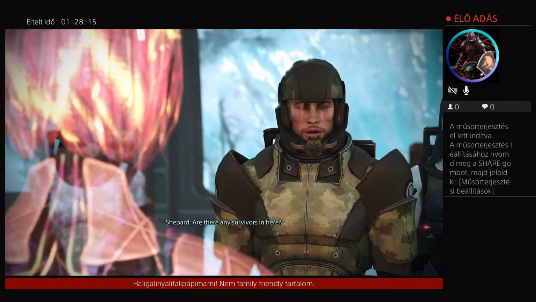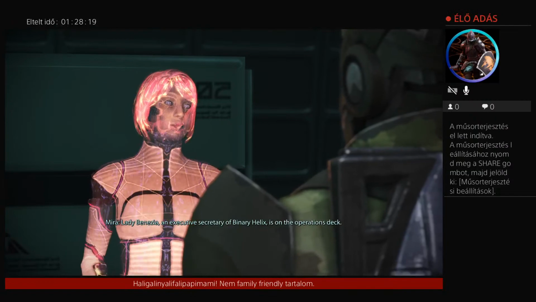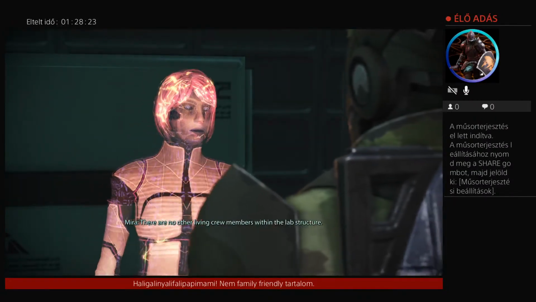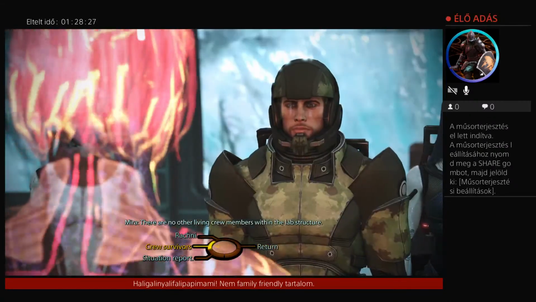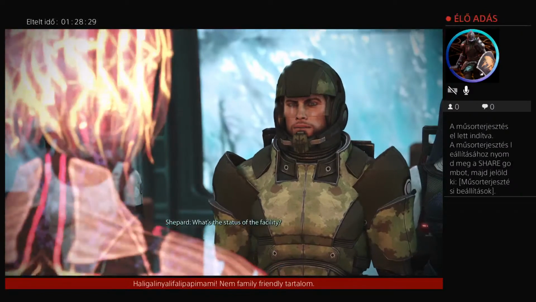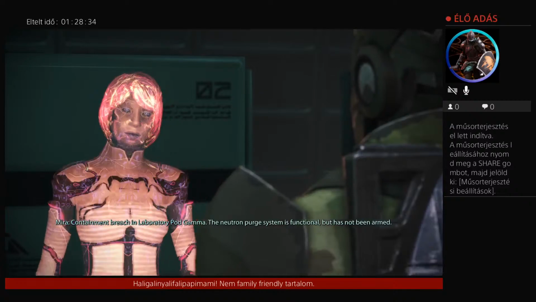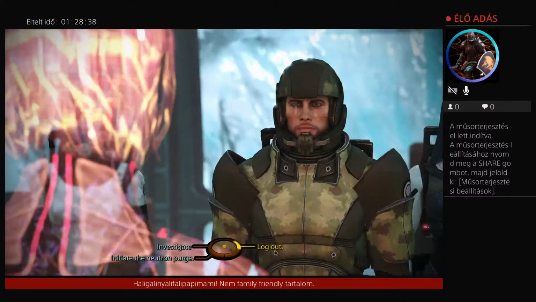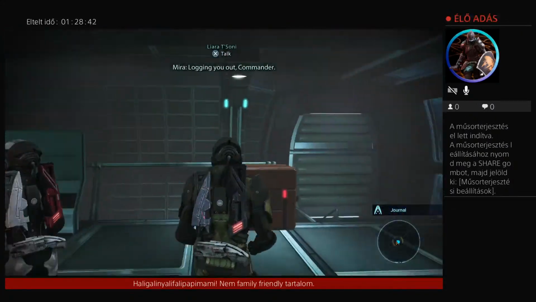Are there any survivors in here? Lady Benezia, an executive secretary of Binary Helix, is on the operations deck. There are no other living crew members within the lab structure. What's the status of the facility? Containment breach in Laboratory Pod Gamma. The neutron purge system is functional, but has not been armed. We're moving on. Logging you out, Commander.